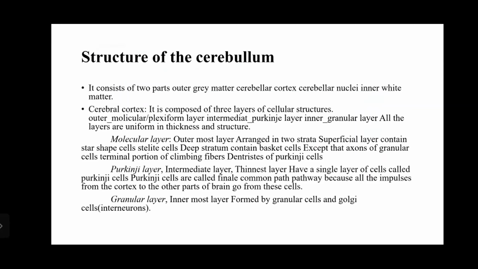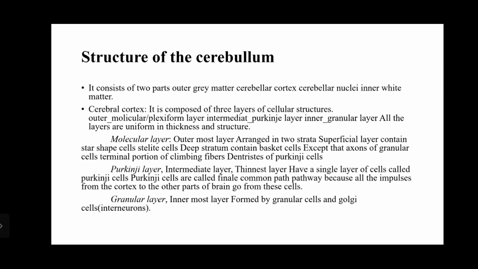Now it's the structure of the cerebellum. It consists of two parts: the outer gray matter, the cerebellar cortex, and the inner cerebellar nuclei and white matter. We're going to start with the cerebellar cortex, which is the first part. It is composed of three layers: the outer molecular layer, the intermediate layer, and we also have the inner granular layer.